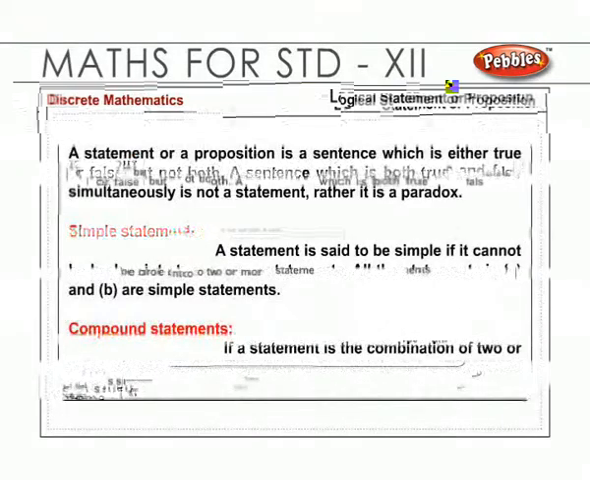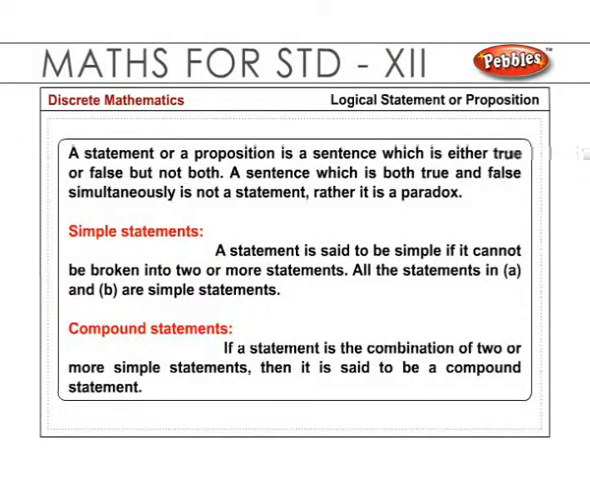Logical statement or proposition. A statement or a proposition is a sentence which is either true or false, but not both. A sentence which is both true and false simultaneously is not a statement. Rather, it is a paradox.